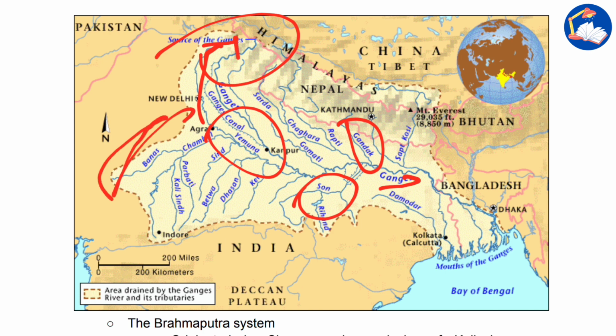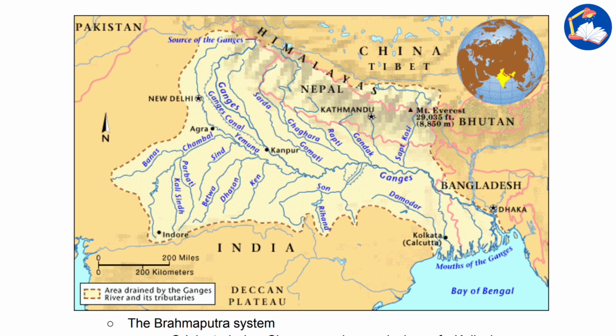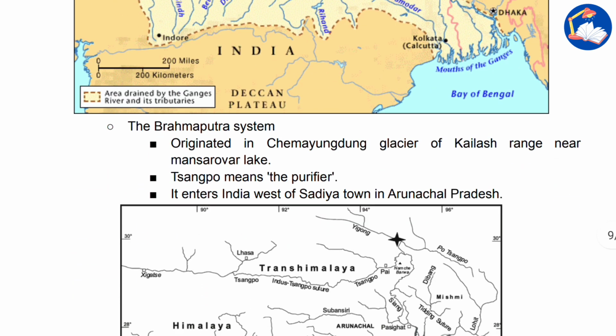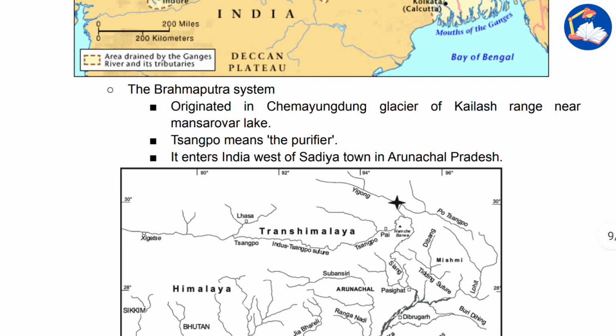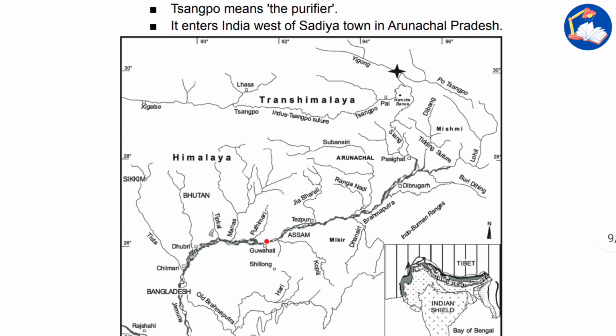Over here we can see the Malwa Plateau. Now the Brahmaputra system. It originates in the Chemayungdung Glacier in the Kailash range near Mansarovar Lake. In Tibet it is called Tsangpo, which means the purifier. It enters India west of Sadiya town in Arunachal Pradesh.